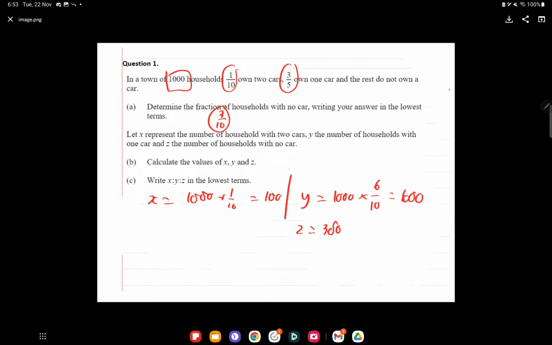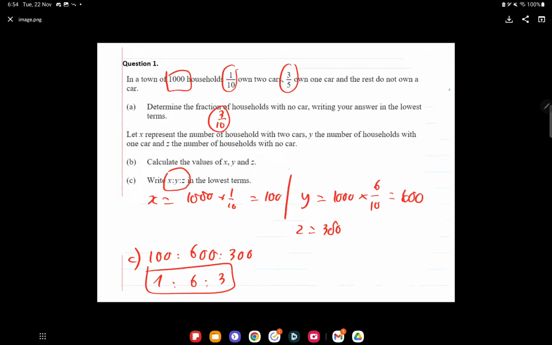Okay. Like that. Now, X to Y to Z in lowest terms. This one may be the hardest one. Ratio. So you've got 100 to Y, which is 600 to 300. What's the lowest term? 100. So 1, 2, and 6? 3. Yeah, that's it. Easy.